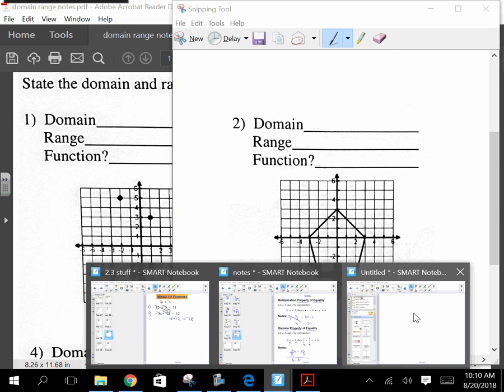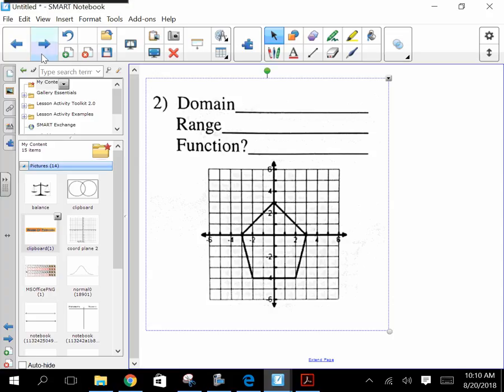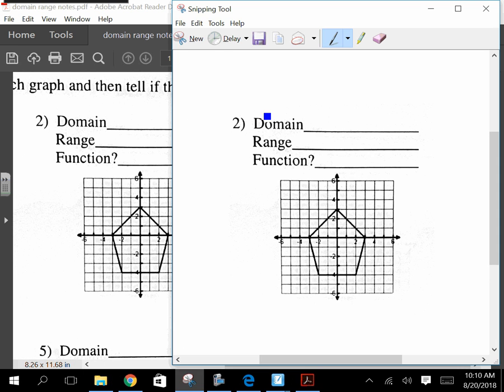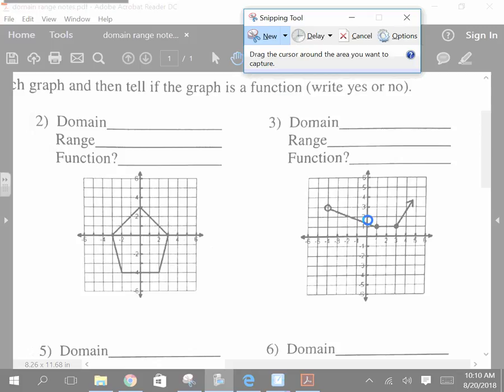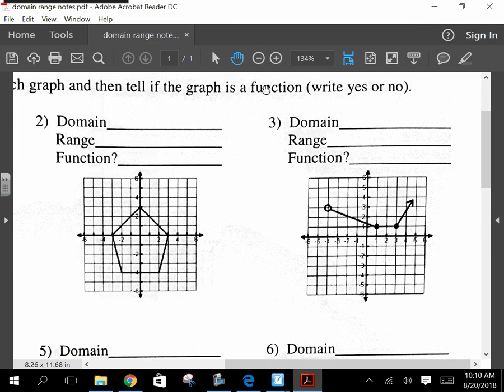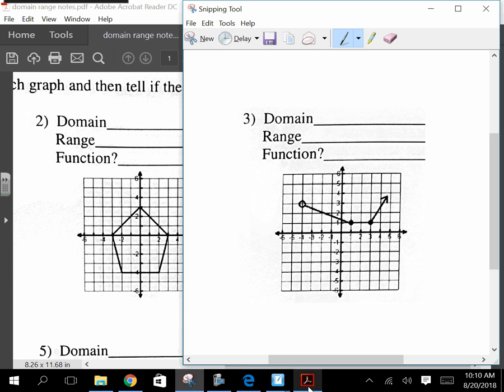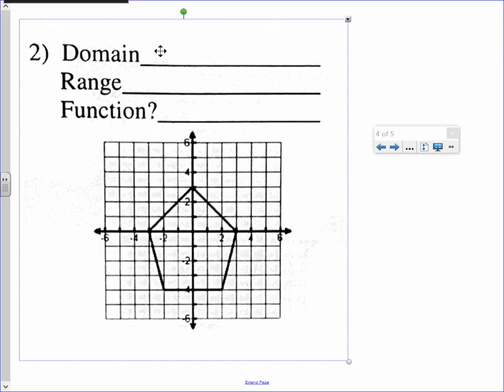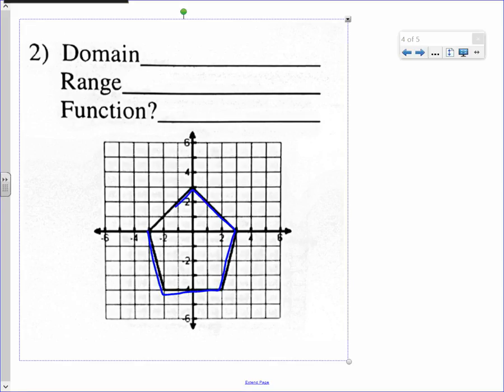All right, number 2, check it out. Let me get the number 3 going too, since we're on the topic here. Seems to be a pattern going on, isn't there? All right. So let's look at number 2. Now, we got a little pentagon going on here, a 5-sided shape, right? And our job is to find the domain and the range.